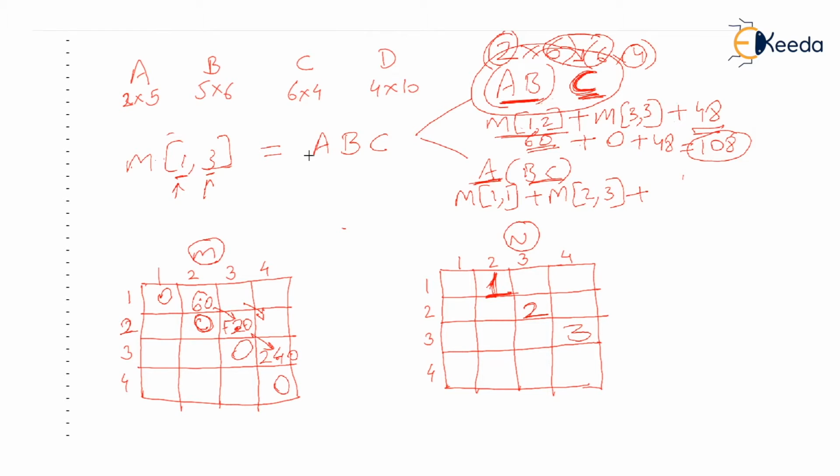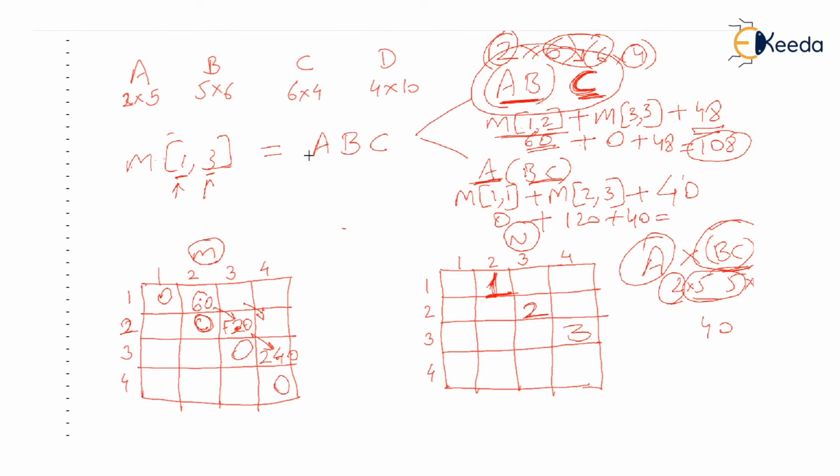Now I'm writing in short here. A is 2 cross 5, correct? And what will be the dimension of BC? After multiplying B and C, you will get a dimension of 5 cross 4. Now, then you are multiplying A and BC, correct or not? The result of BC is getting multiplied. So the number of multiplications will be 2 into 5, that is 10, into 4, that is 40. So this is going to be added with 40. So M11 is 0 plus M23 is 120 plus 40. It is going to give you 160.